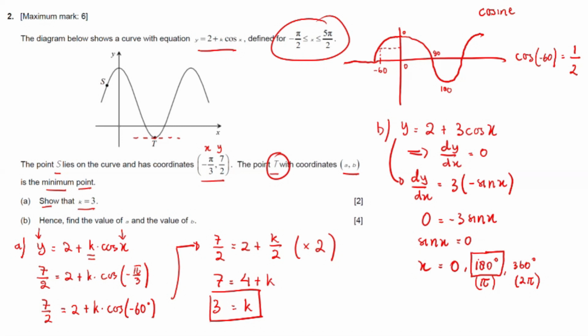Now, how about the y? Just substitute this one here into our x. So now we'll have y equals 2 plus 3 cos 180. What is cos 180? We can actually use the function right here. 0, 90, 180 is going to be negative 1. So we will have y equals 2 plus 3 times minus 1. At the end, it's going to be 2 minus 3. So the answer is negative 1. So that's it. That's our a and b. The a is going to be 180 or pi, comma, negative 1.